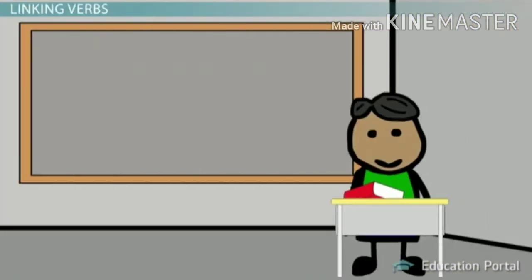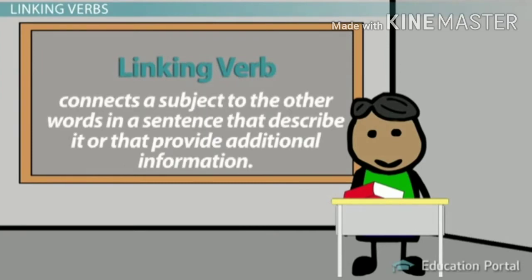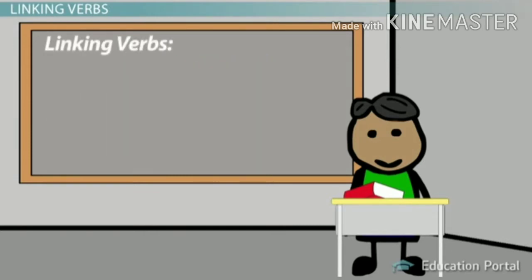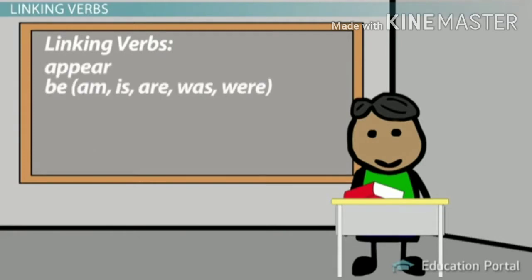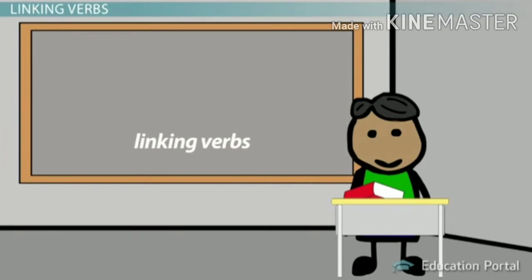Both sentences contain action verbs, even though one action is a bit more perceptible and exciting than the other. A linking verb is quite different from an action verb in that it doesn't actually express action. Instead, it connects a subject to the other words in a sentence that describe it or that provide additional information. Here are some examples of common linking verbs: appear, be, including am, is, are, was, and were, become, feel, get, look, seem, smell, sound, and taste. Linking verbs quite literally do what the name suggests. They link the subject of a sentence to additional words that tell more about the subject.